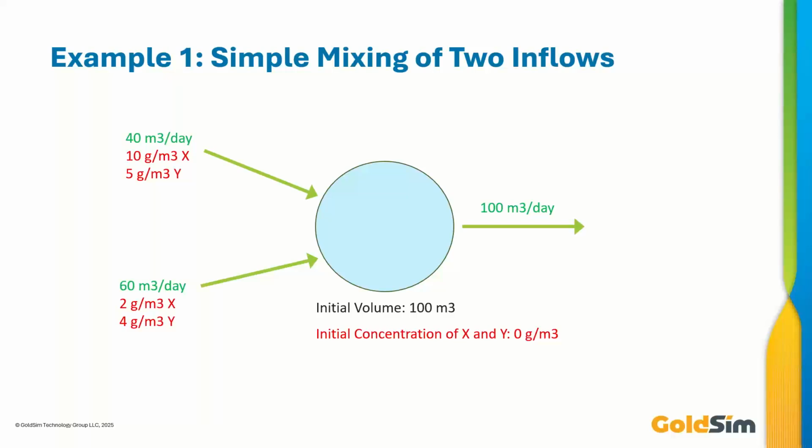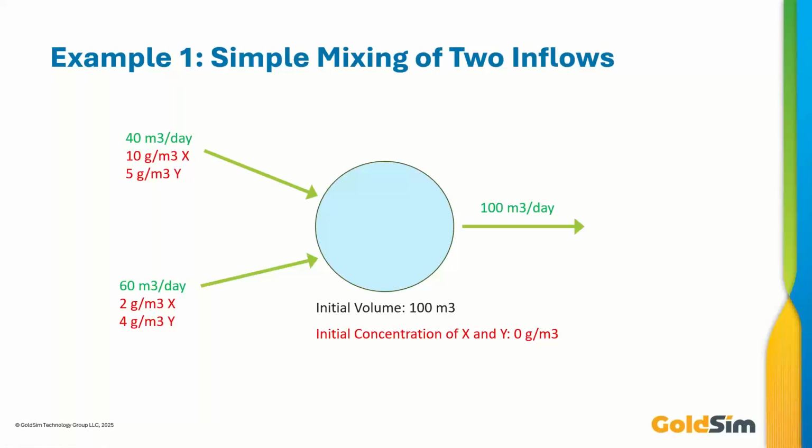All we're going to do is mix two inflows. So imagine we have a pond and we're pumping 100 cubic meters per day of water out of the pond, and we're pumping in 100 cubic meters per day of water into the pond, but we're doing that in two different streams. In one stream, we're putting in 40 cubic meters per day, and it's got two contaminants, X and Y, with certain concentrations. Then we're pumping in 60 cubic meters per day, same X and Y, but with different concentrations. So that's all we're doing here.